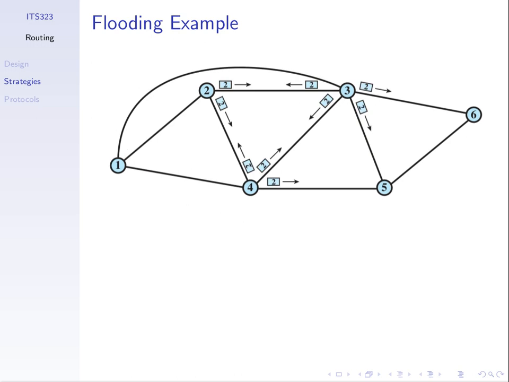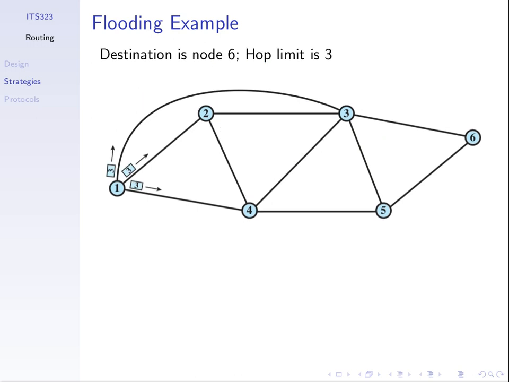Let's focus first on node 2. Node 2 receives a packet. Node 2 has received a copy of this packet. They decrement the hop counter. It was 3, they reduce it down to 2. And then they send a copy of the packet to all their neighbours, except back to 1. So node 2 will send a copy to 3 and 4.